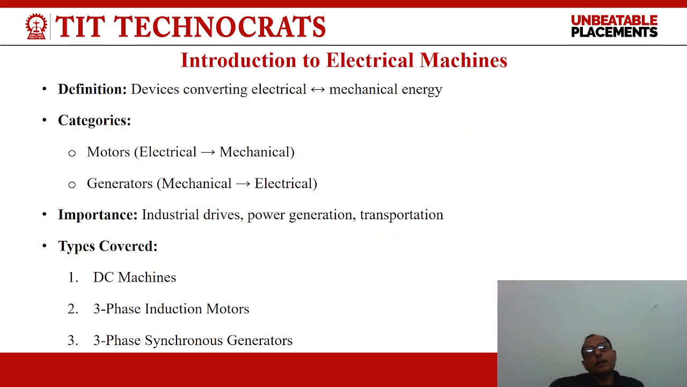Now what is an electrical machine? An electrical machine is the one which converts one form of energy to another form. For example, if we talk of a category called motor, a motor converts electrical energy to mechanical energy, whereas a generator converts mechanical energy to electrical energy. The types of machines are DC machines, three-phase induction motor and three-phase synchronous generator.